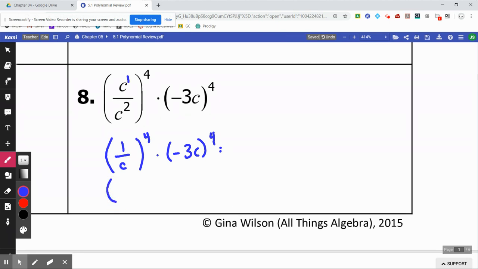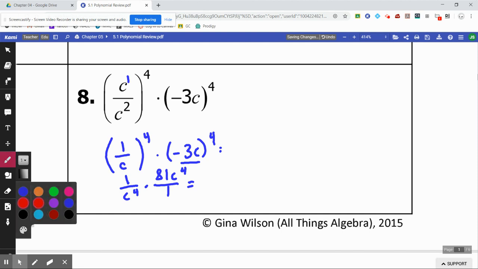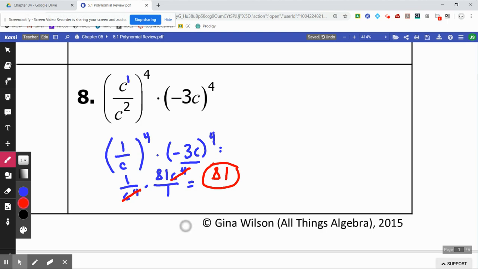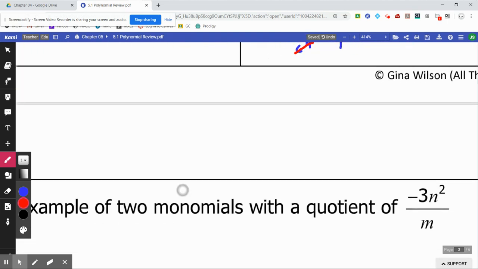So in the first set of parentheses, raise everything to the fourth, leaves you with a 1 and a c to the fourth, and you don't need parentheses anymore. Times, raise everything here to the fourth, negative 3 to the fourth gives you an 81 and a c to the fourth. Now you've got to multiply these together, so let's put that over 1. You can cross cancel. These c's and these c's, when you subtract them, leaves you with no c's. So therefore, there's no c's left. Multiply the tops together, multiply bottoms, leaves you an 81 over 1, which is just 81.